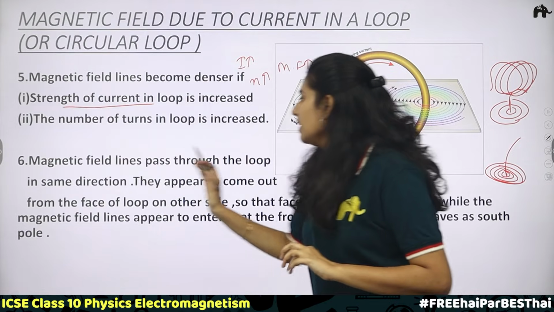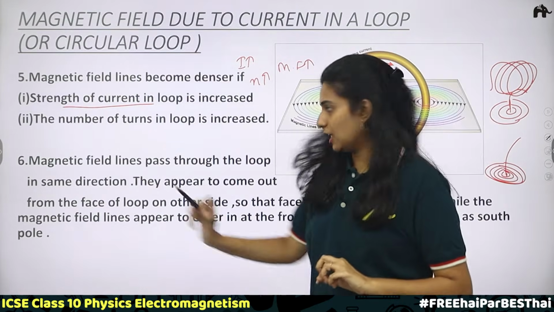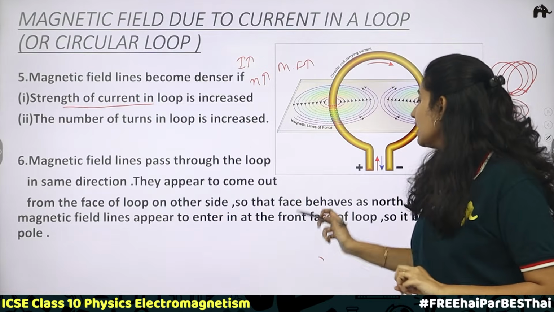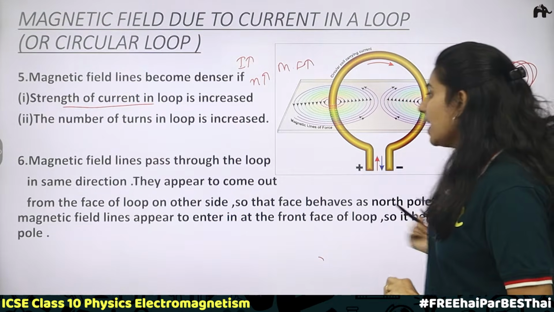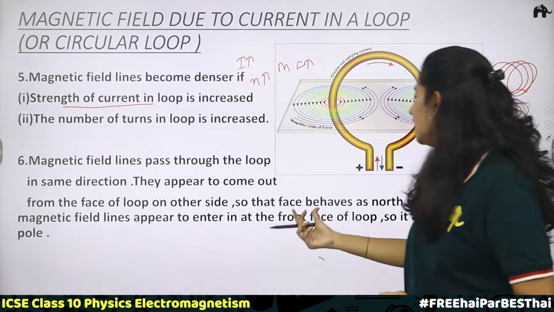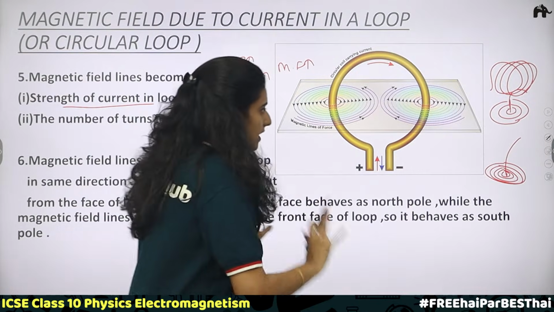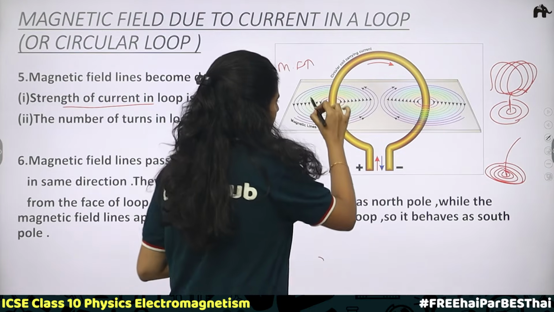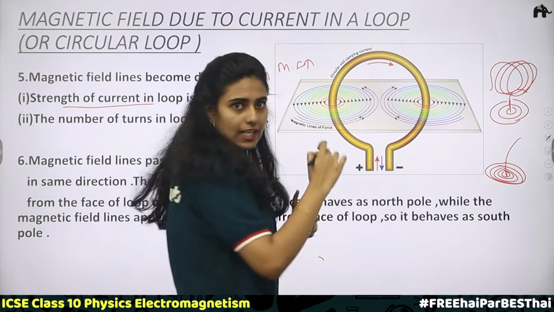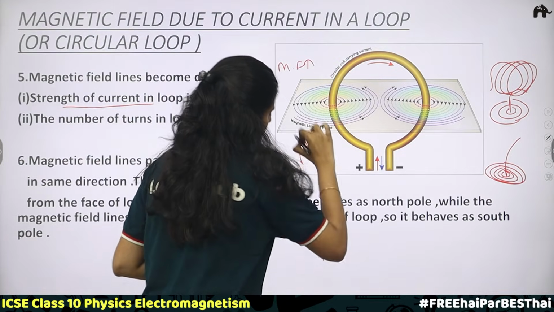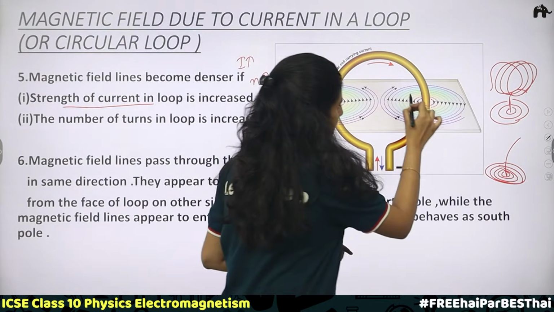Sixth one: magnetic field lines pass through the loop in the same direction. They appear to come out from the face of the loop on the other side, so that face behaves as the north pole, while the magnetic field lines appear to enter at the front face of the loop, so it behaves as the south pole. We'll be explaining this in detail. Now just understand, here you can see the pattern of field lines. It is somewhat like this, and here you can see the pattern.